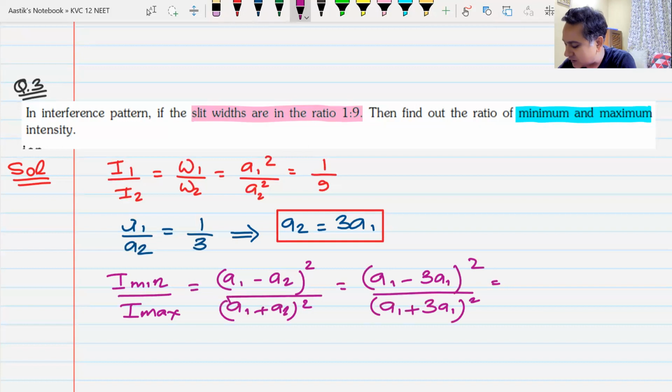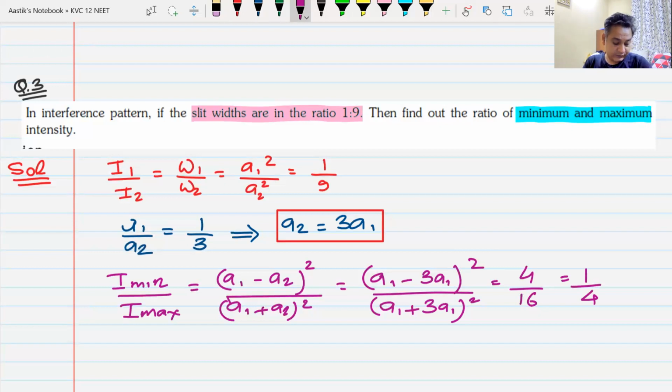Square divided by A1 plus 3 times A1 whole square. Now, once you do this, you will get 4 by 16, and that will be 1:4. Everyone got this? Yes or no? Yes, sir. That's the answer, my dear friends. That's the answer that we were looking at.